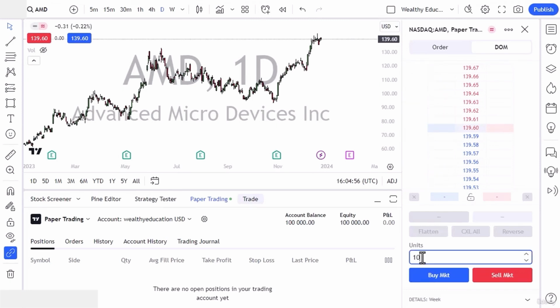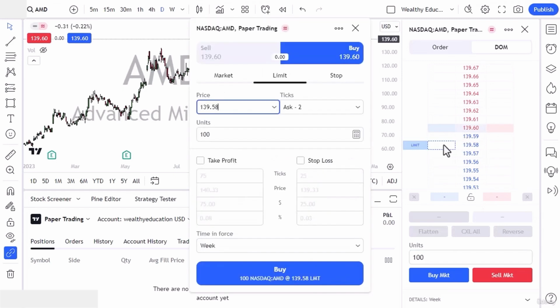You know, I put in my units. So 100, say I want to buy 100 shares, and I want to buy it specifically at 139.58. I want to buy 100 units, and now I can place my take profit or my stop loss, time in force, and let it rip. So let's say my take profit is, you know, this will measure in ticks, in this case pennies. So 75 cents is the default, but I want $5.